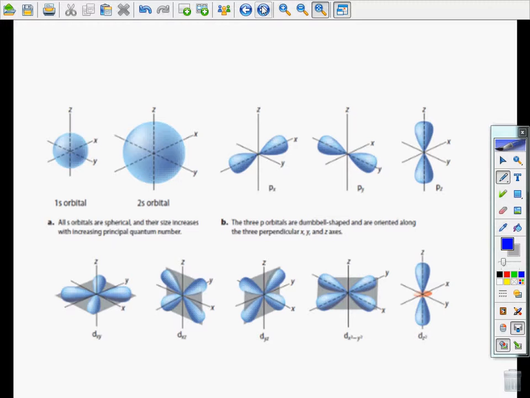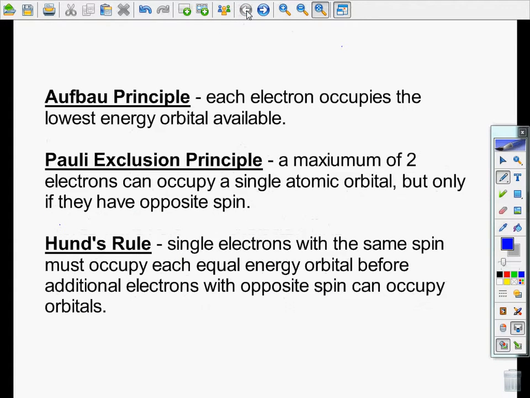A P orbital has this kind of bow tie shape, and you have to think about them all being on top of each other with the nucleus in the middle. So the P orbital has this space and this space all put together. Then there's a D orbital, so those are all the D orbital shapes. And then there's also an F orbital, which is a very complicated shape that usually you have to see a picture with.